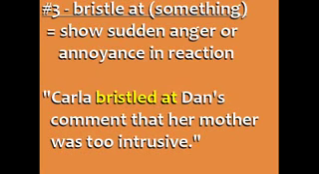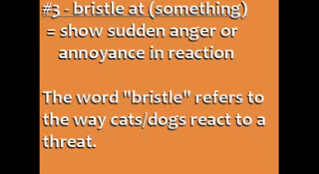Number 3. Bristle at something. Show sudden anger or annoyance in reaction to something. Carla bristled at Dan's comment that her mother was too intrusive. The word bristle refers to the way that dogs and cats react to a threat. The fur on their backs stands up, indicating that the animal is angry. You can say a person bristled at a comment or a situation if they react like a threatened animal.